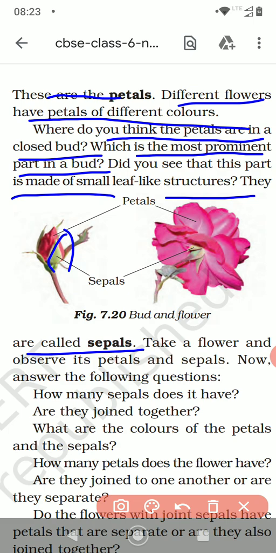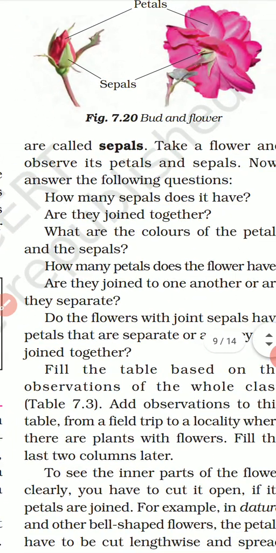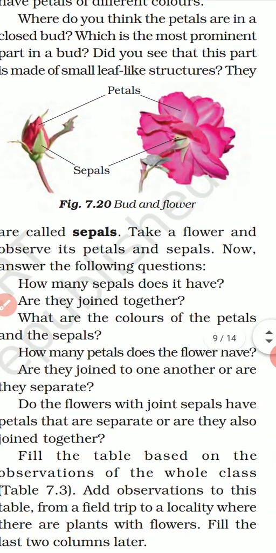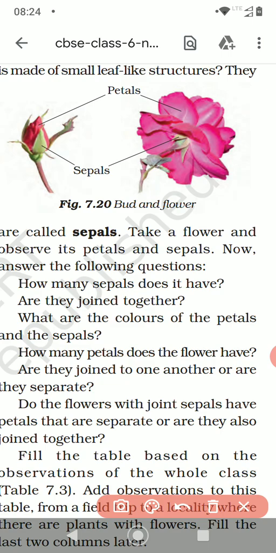Now answer the following questions. Now children, this is very very important. Are they joined together? Here the sepals, are they joined or are they separate? Here they are separate. What are the colors of the petals and the sepals? You have to write the color of the petal and the sepal. Then, how many petals does the flower have? You have to count the petals. Here you can see 1, 2, 3, 4, 5. So here you have 5 sepals, right?